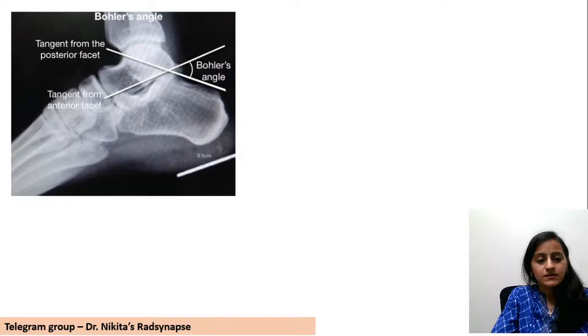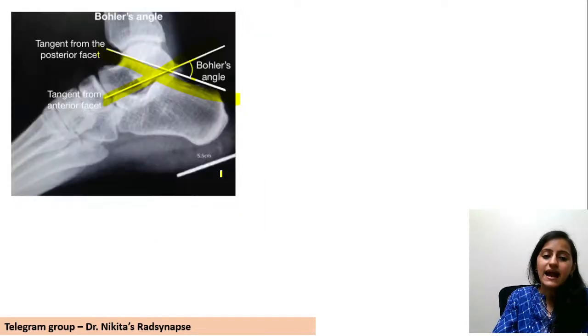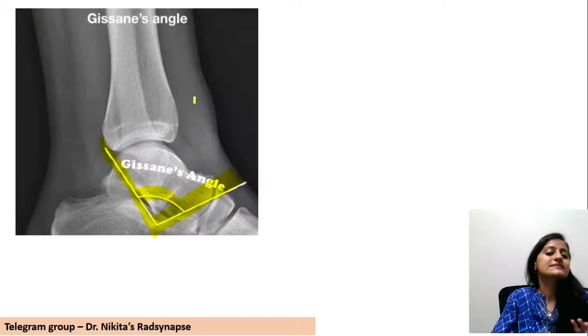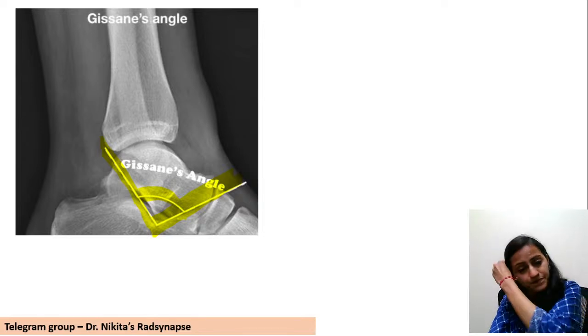So this is your Bowler's angle that is being measured here. And this one is where you see the Gisane's angle, which increases in the calcaneal fracture. So Gisane's would be like this, the angle facing upwards, and behind is your Bowler's angle. That decreases and Gisane's increases. These are the images for Gisane's and Bowler's.